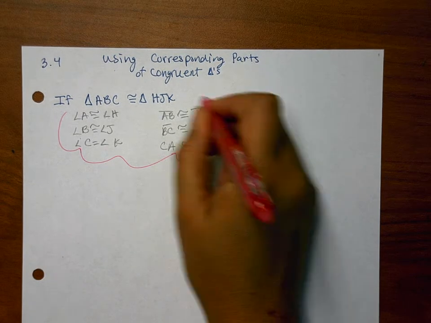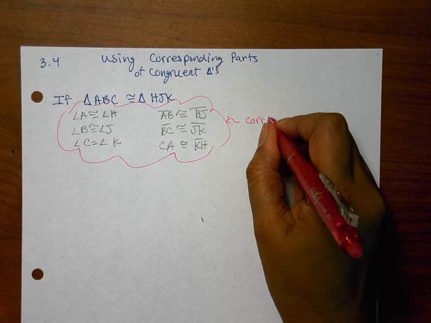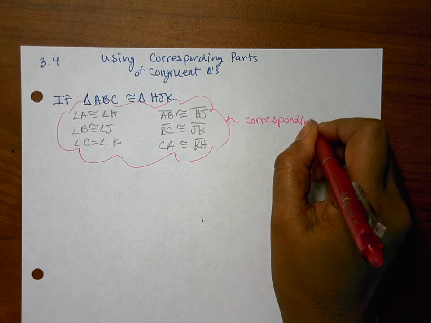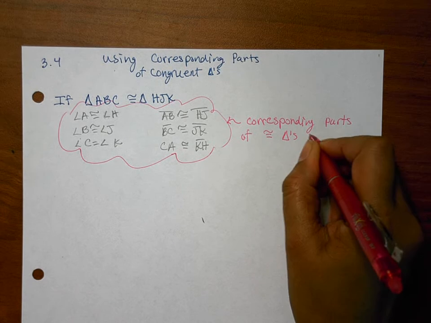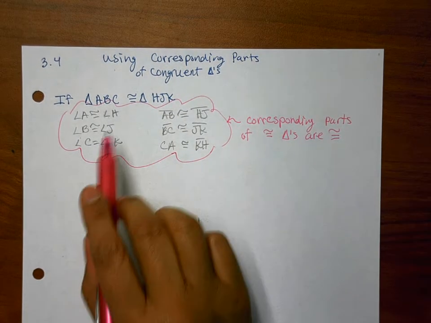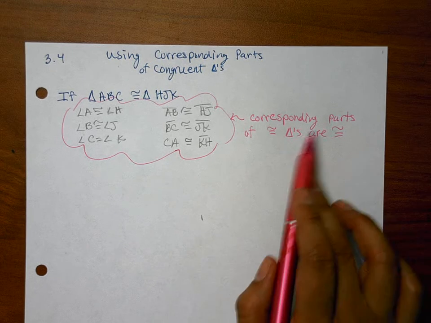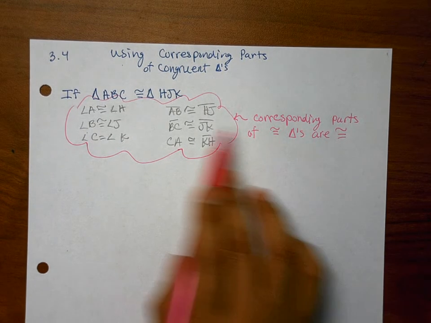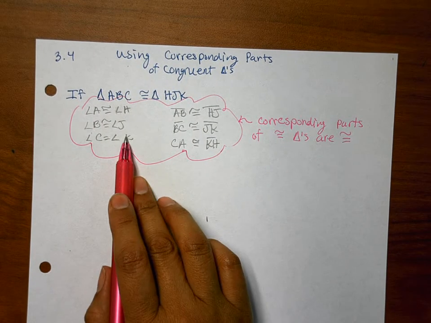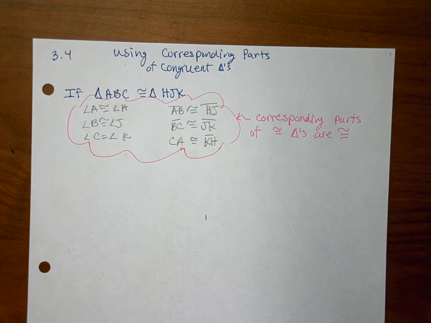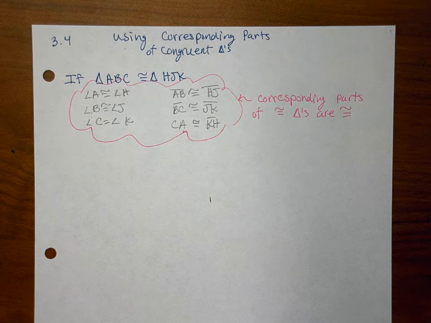Okay, what does all of this mean? All of this here, those are corresponding parts of congruent triangles are congruent. This is what we're talking about when we say corresponding parts of congruent triangles are congruent. We're going to use this a lot from here on out. So what is meant by this statement is that if two triangles are congruent, all the corresponding angles are congruent, as well as their corresponding sides are congruent. All right.